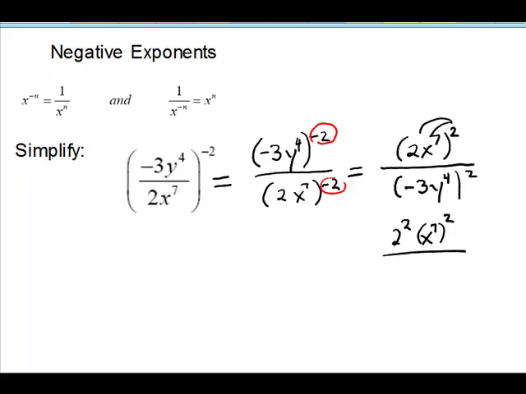And I can keep working that. 2 squared gives me 4. And x to the 7th squared, power to a power, keep the base and multiply. So I get x to the 14th. Right, now go to the denominator.